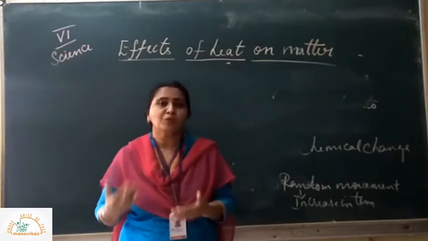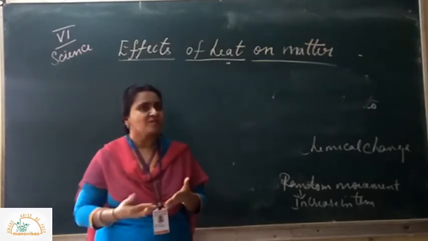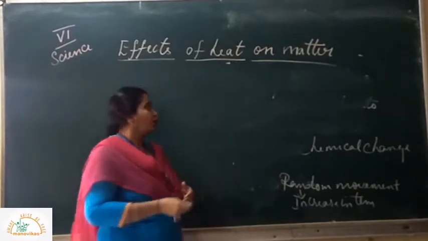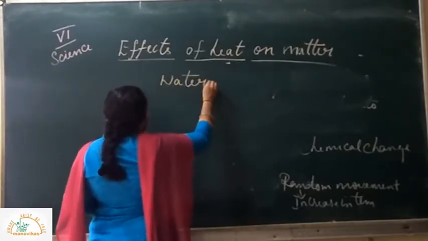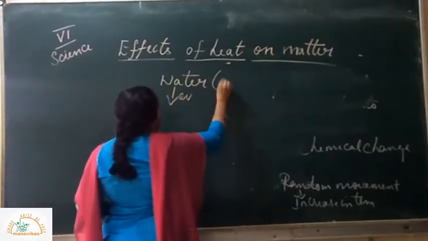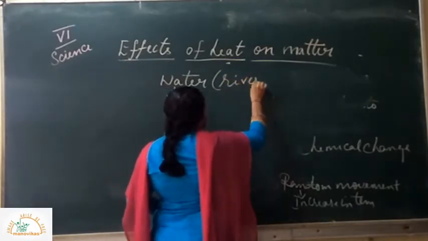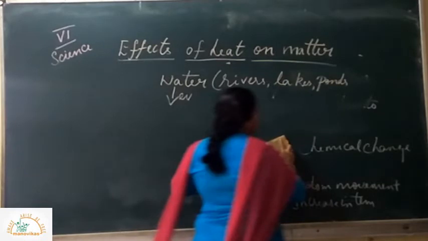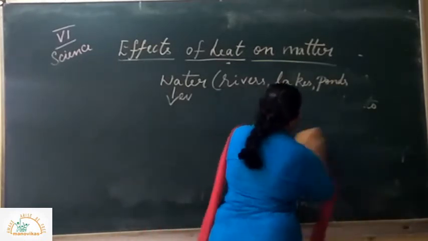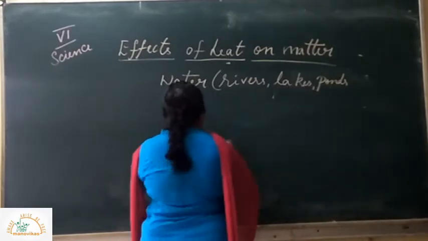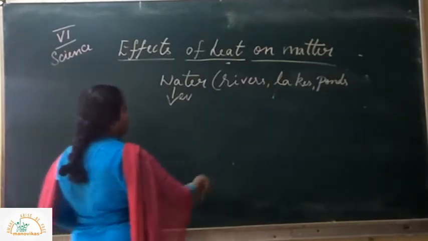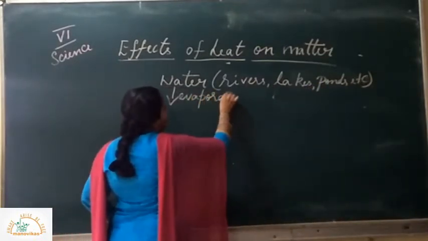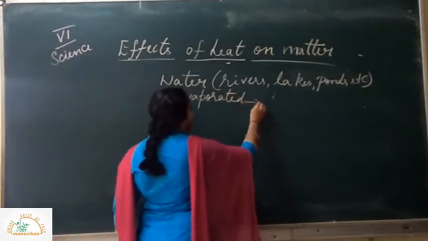Water from different sources, that is rivers, lakes, ponds, streams, gets evaporated due to the heat from the sun. So first step, water gets evaporated. Water from different sources, rivers, lakes, ponds, streams, gets evaporated due to the heat of the sun.